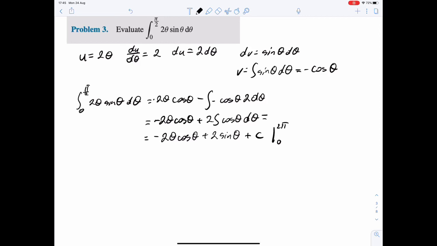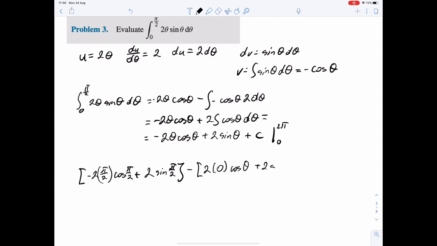So by substitution, I'm going to get minus 2 theta equal to pi over 2, cos of pi over 2, and then plus 2 from the second expression, plus 2 sine of pi over 2, and then from this, I have to subtract minus 2 times 0 cos of 0 plus 2 sine of 0.